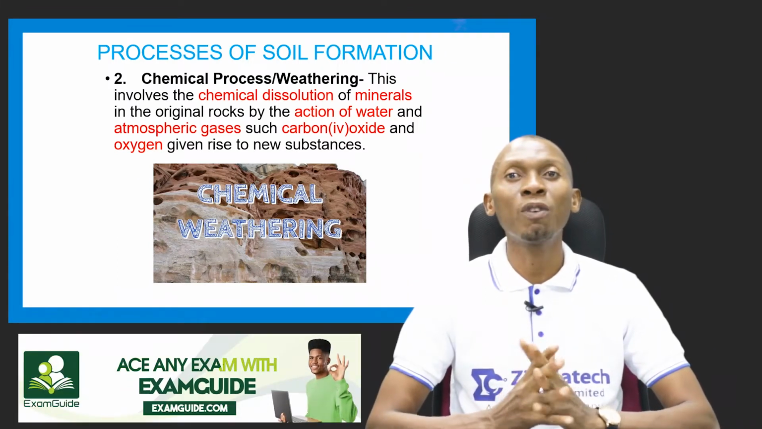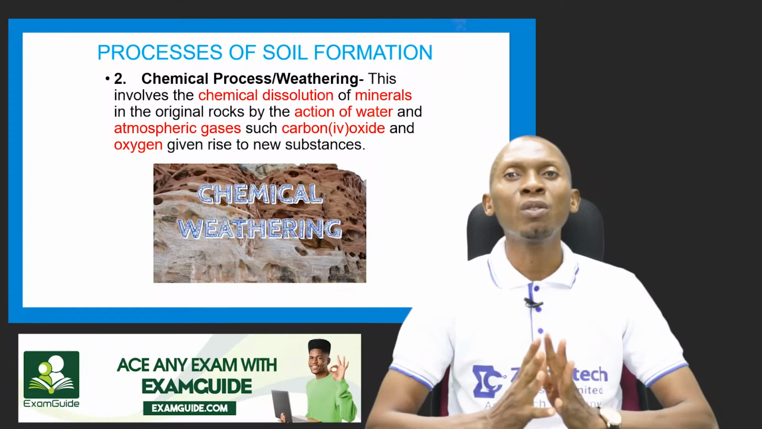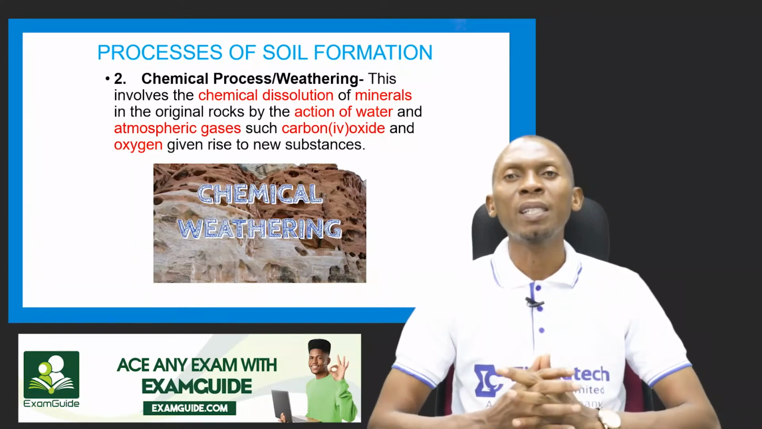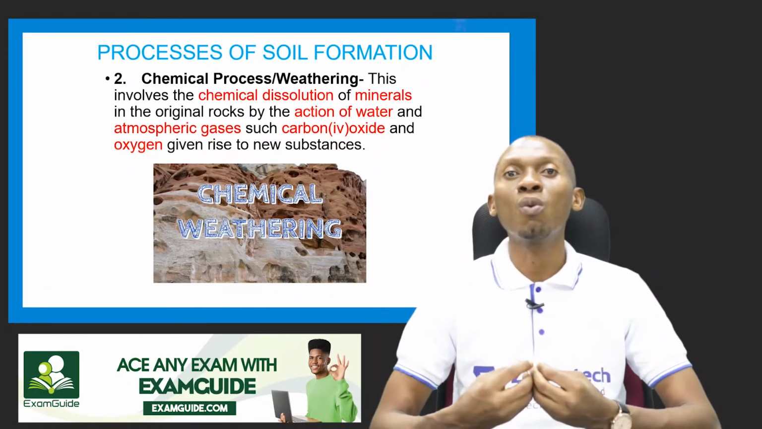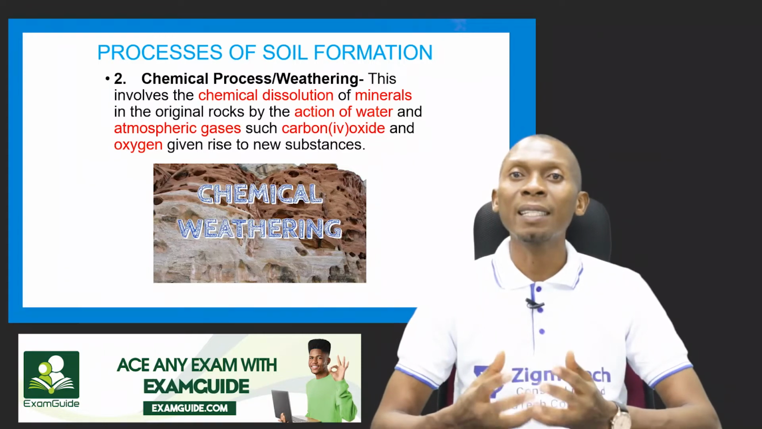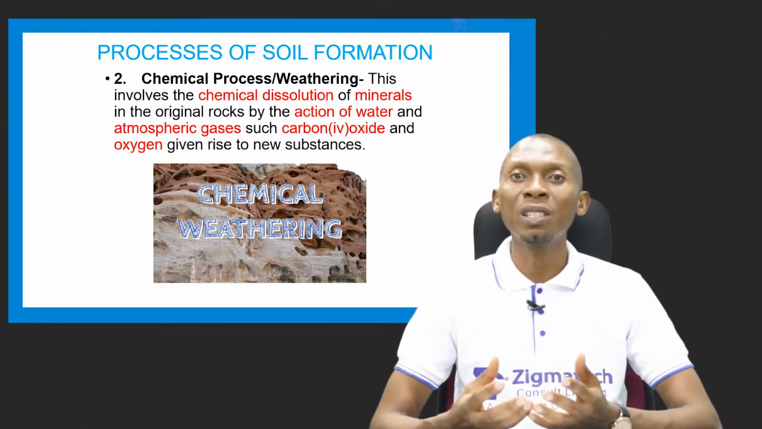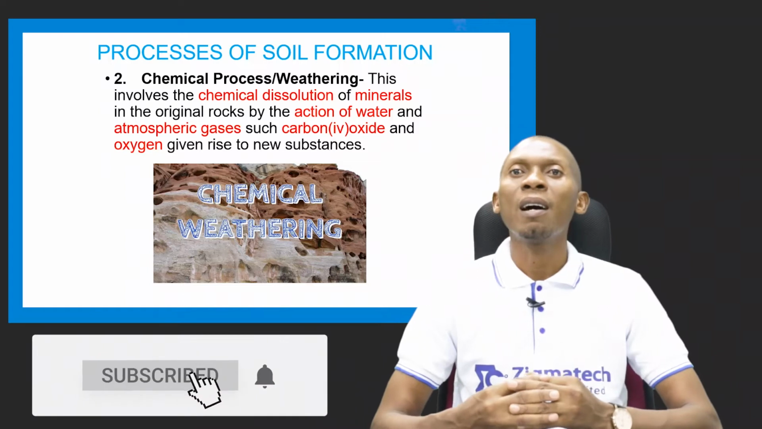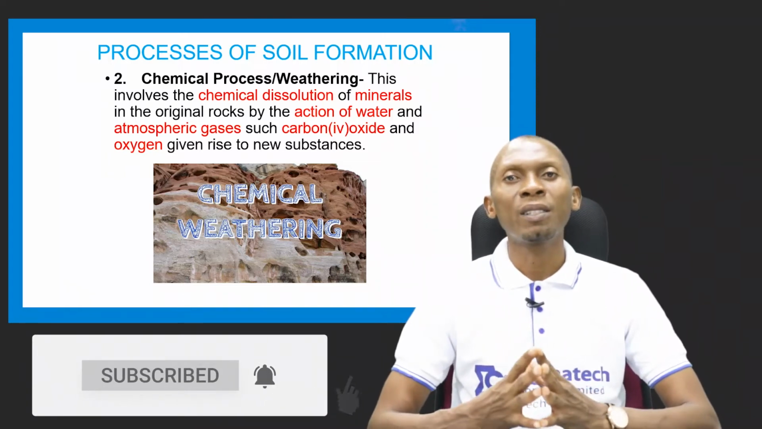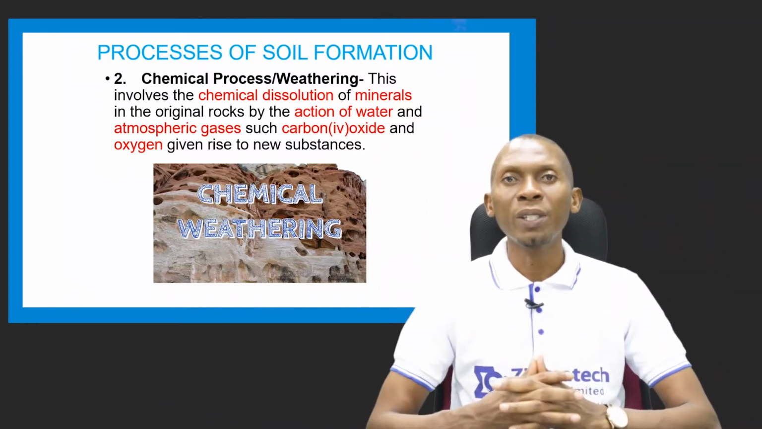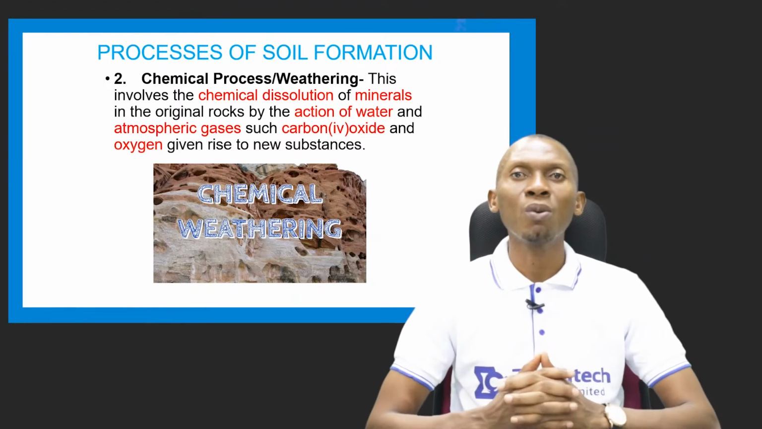Now rocks are made up of minerals, and once these minerals get in contact with water and atmospheric gases such as carbon dioxide and oxygen, new substances are formed, and as a result of this, weathering takes place, which is called chemical weathering.